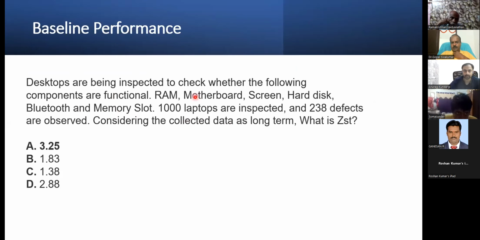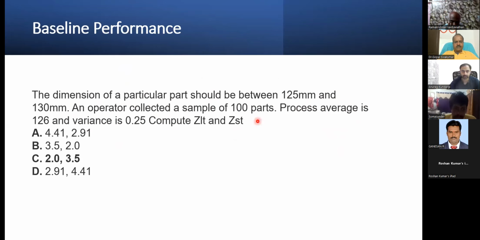See here, this problem RK has already explained. We have already discussed this in the previous class. Whomsoever attended my last Wednesday class might know. The opportunity for error is given: RAM, motherboard, screen, hard disk, Bluetooth, memory slot. Opportunity for error is 6. Number of laptops inspected, 1000. Defects noticed, 238. If you feed defects, units inspected, and opportunity for error, do you think our template will give the ZST value? Yes. Very good. So this is a very simple question.